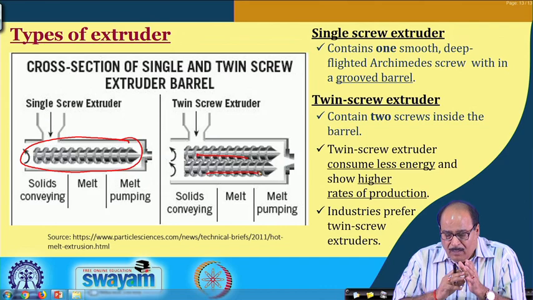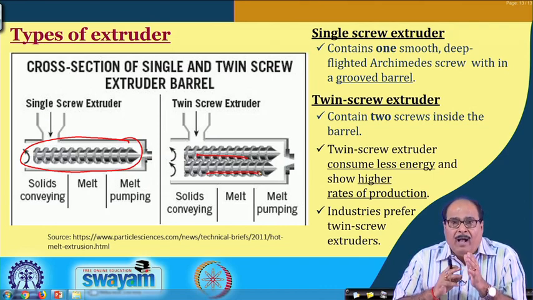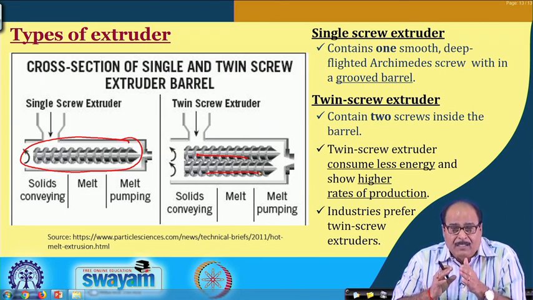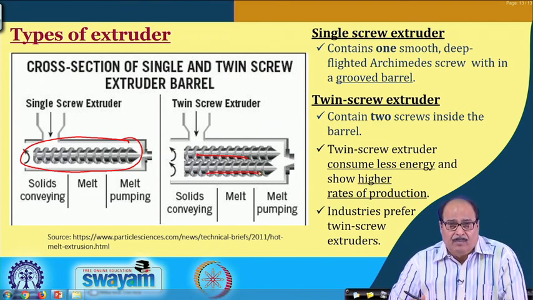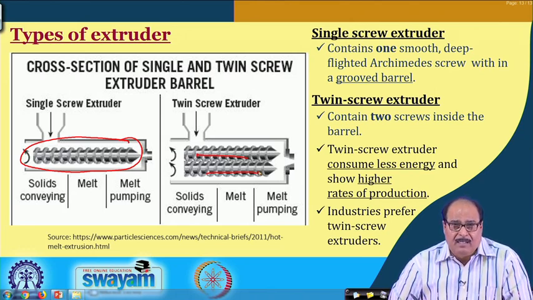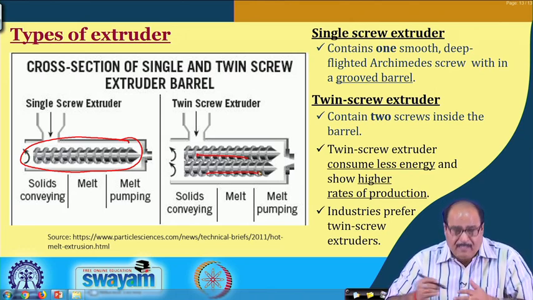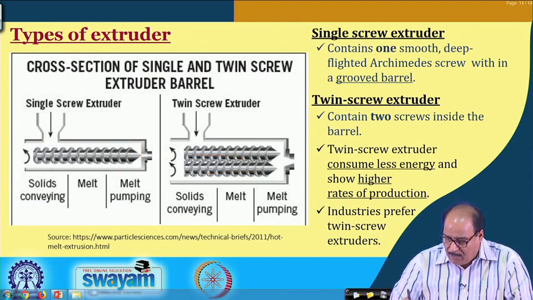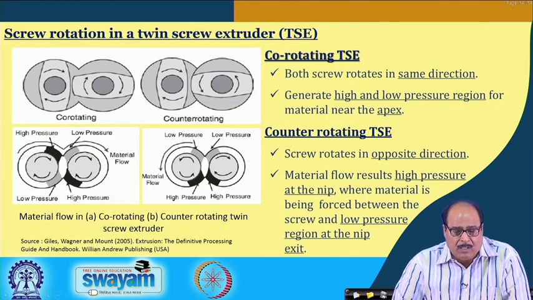Twin screw extruders consume less energy and so give a higher rate of production. And it is the twin screw extruder which is used by most of the industries for preparation of various products, because it is better, more versatile, it saves energy and the product characteristics can be controlled. One of the biggest advantages of the twin screw extruder is that it is actually self cleaning. Self cleaning mechanical devices are provided in most types of twin screw extruder.